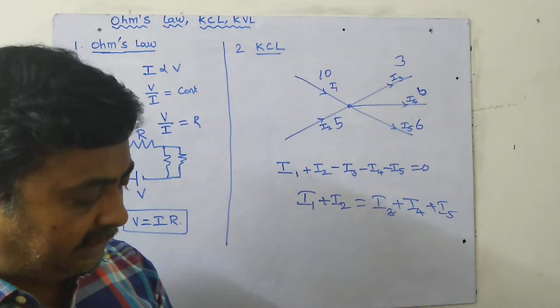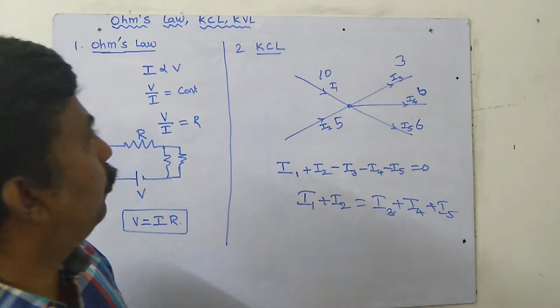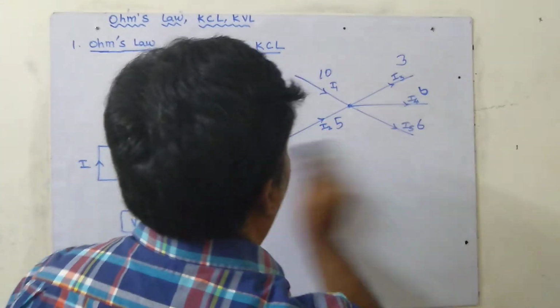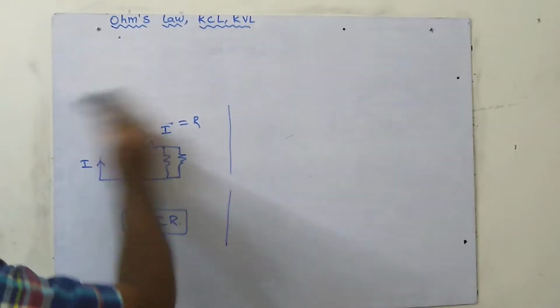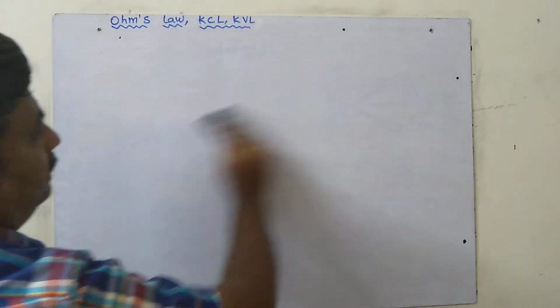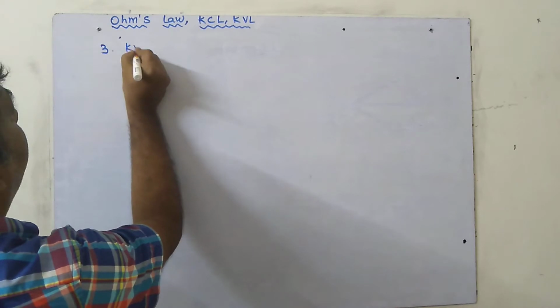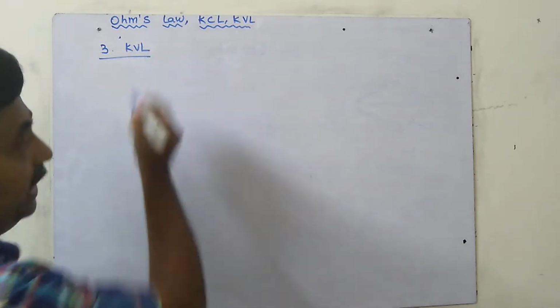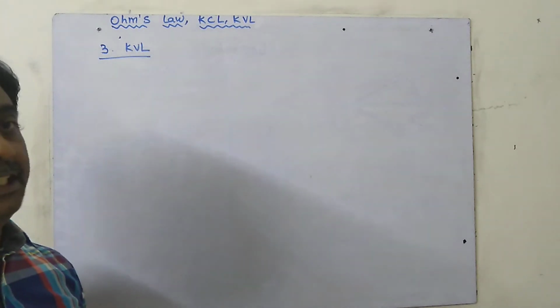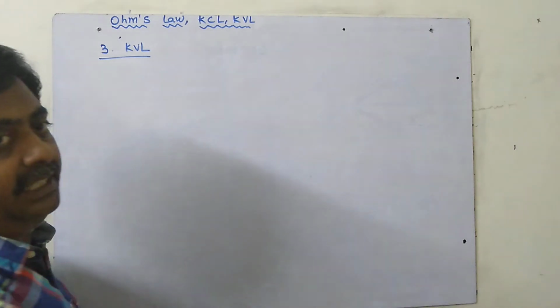Next, what is Kirchhoff's voltage law? I will remove all those things. Third one, Kirchhoff's voltage law, KVL. Here, in a closed path, that is very, very important, because here we have not seen any closed path.